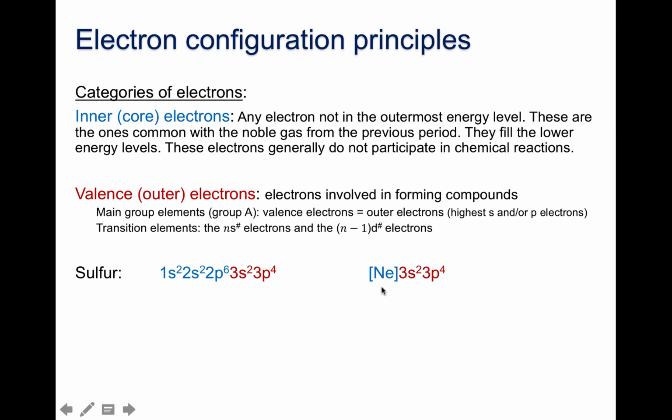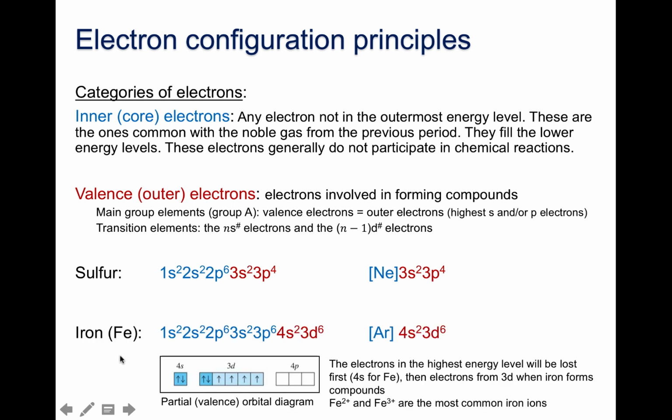And if you notice the way we write the condensed electron configuration, we write neon, which is the noble gas that comes before sulfur. Those represent the inner electrons, and then we write the valence electrons after it.